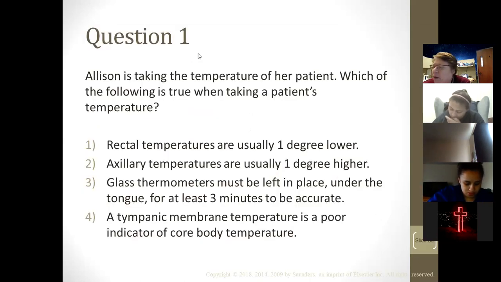Okay. Couple questions and then I'll let you take a break. Okay. So Allison is taking the temperature of her patient. Which of the following is true when taking her patient's temperature? Okay.